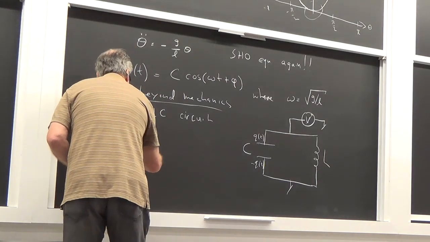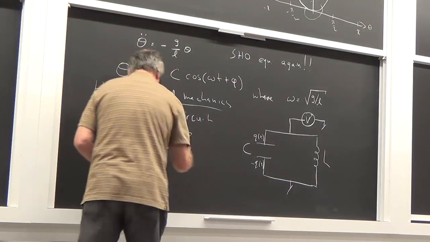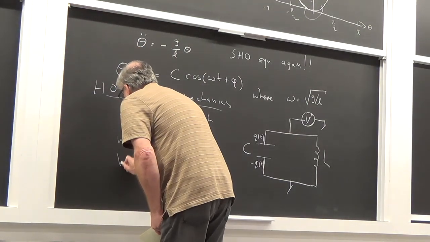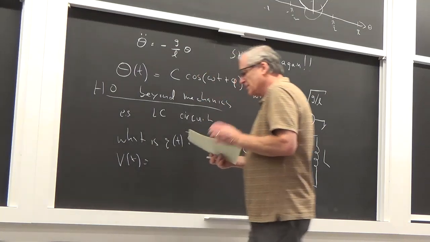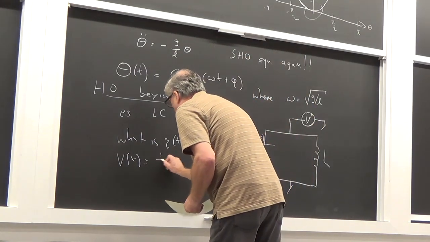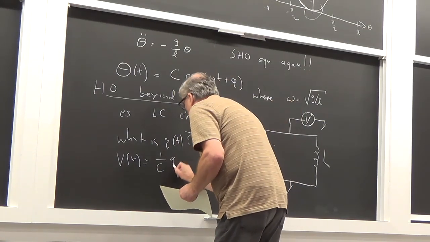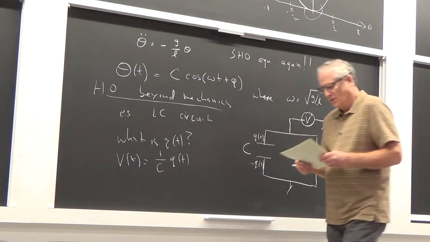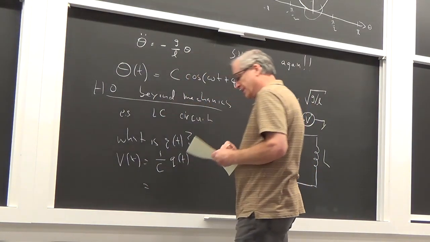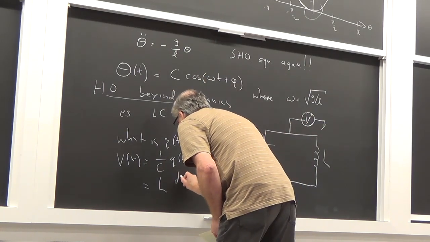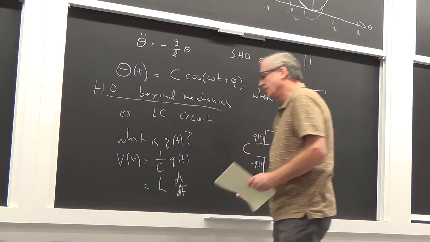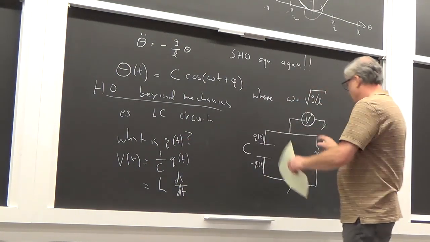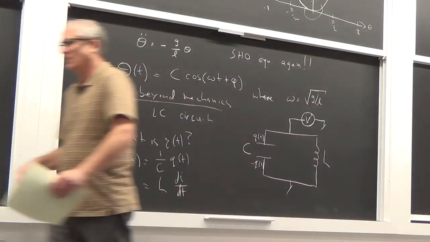So what is Q of t? Well, let's see. We know some electronics. We know that the voltage V of t across the capacitor is just 1 over C times the charge on the capacitor. Q equals C times V. We also know that the voltage across the inductor is L times the rate of change of the current, L di by dt. And of course, that voltage and that voltage must be the same thing because they're just connected by wires.